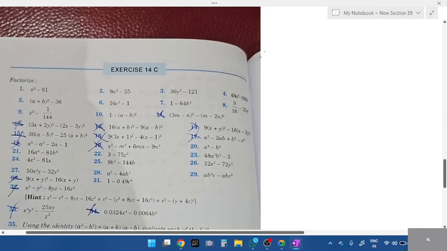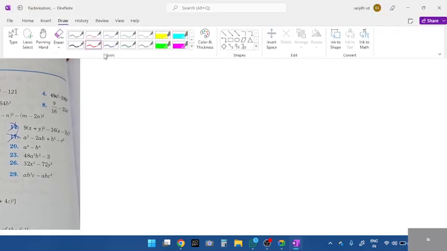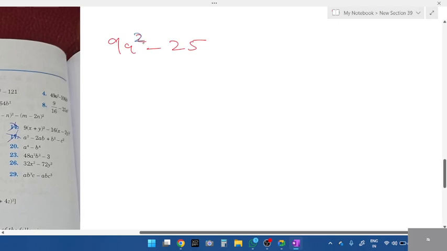Okay. Look at the second question. 9a square minus 25 is given. How many terms are there? Two terms. Okay. We have a square here, but 9 we don't have a square. Is 9 a perfect square number? What is 9 square? Not 81. Can I write it as 3 square? 3 square is nothing but 3 into 3.